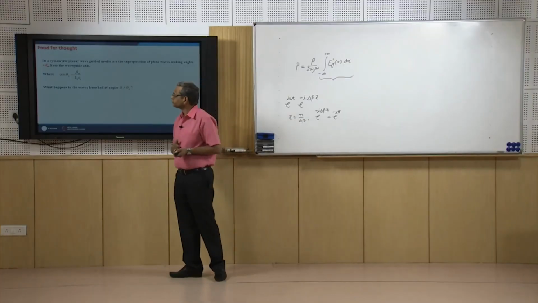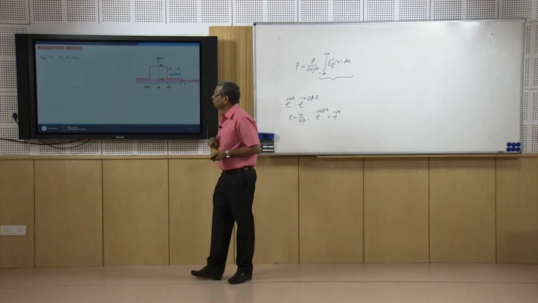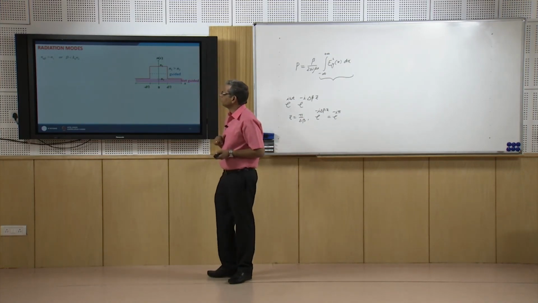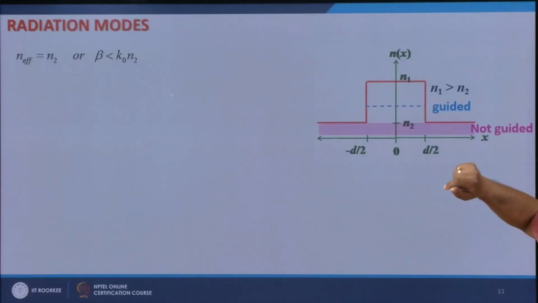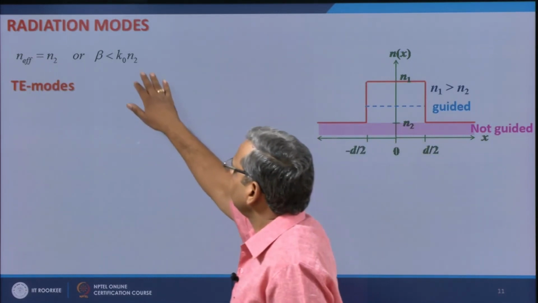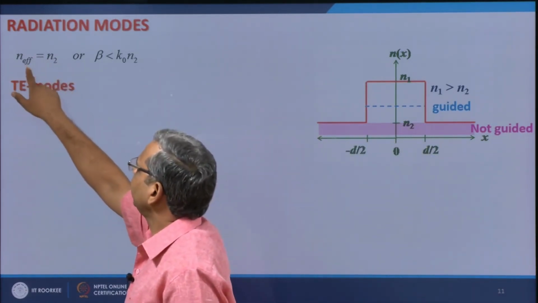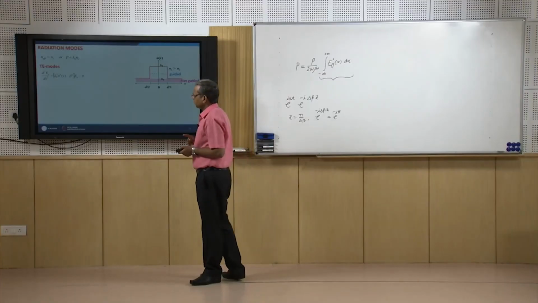Please think about it. And in the end, I complete this analysis of planar symmetric waveguide by briefly mentioning the radiation modes. I have seen that if beta lies between k naught n2 and k naught n1, or n effective lies between n2 and n1, then I have guided modes. If beta is less than k naught n2, that is, n effective is less than n2, then what will happen?